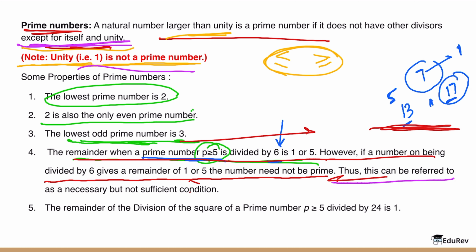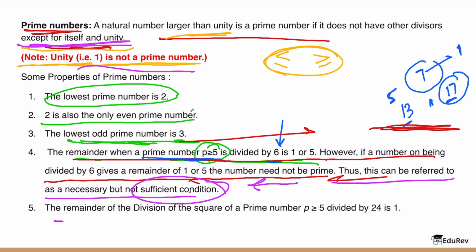So what is next? Thus, this can be referred to as a necessary but not a sufficient condition. I hope you agree, because in reverse order it's not true. Therefore, the condition which we are considering at this point of time is necessary, but it's not a sufficient condition to conclude anything.